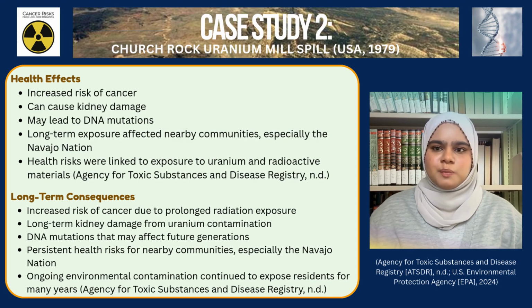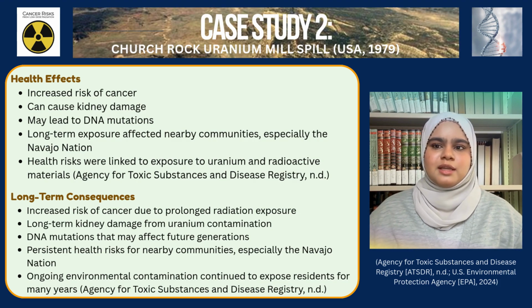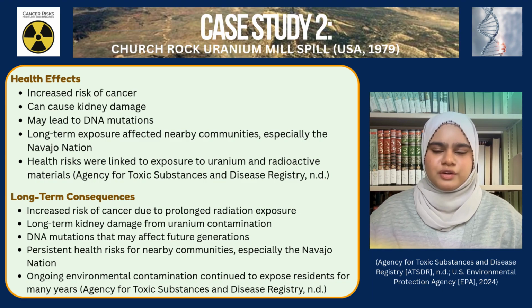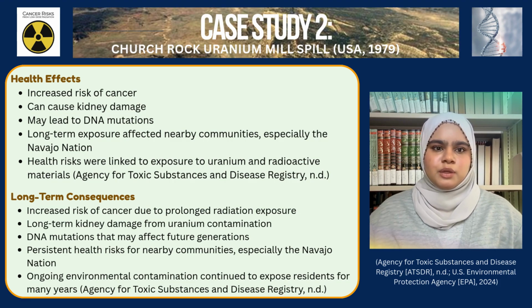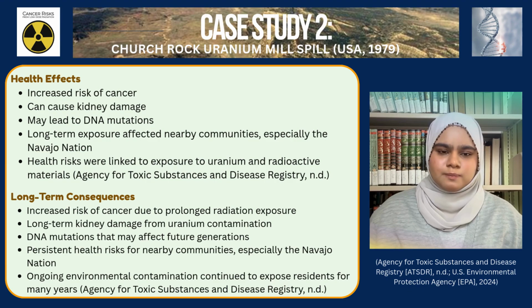Uranium can also damage the kidney, and radiation can damage DNA, which may cause genetic changes. The Navajo Nation was one of the most affected communities because they used the Puerco River for drinking, farming, and raising livestock. Many people were exposed to the contaminated water for a long time.